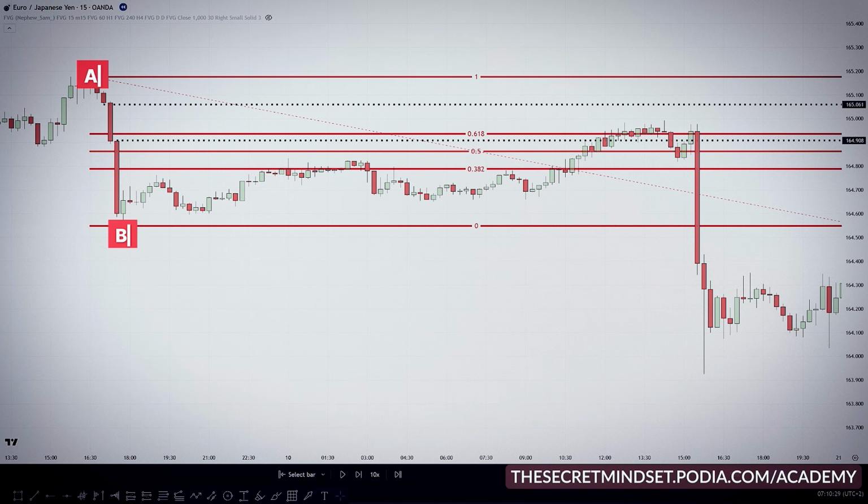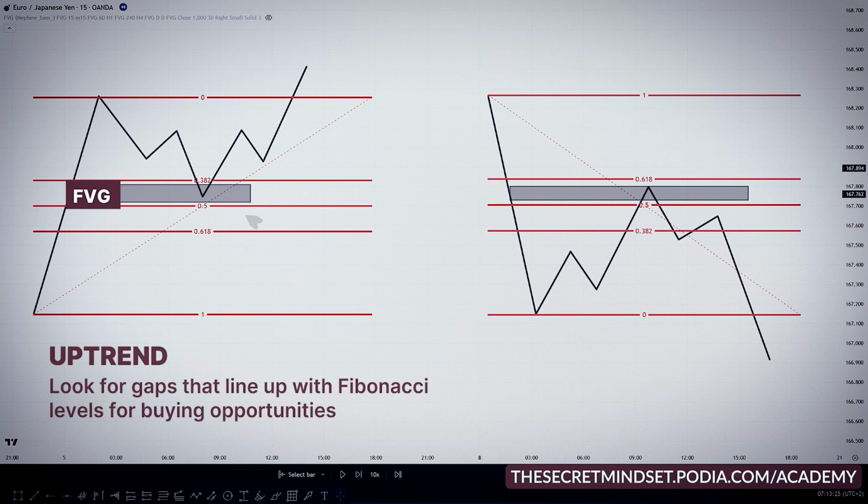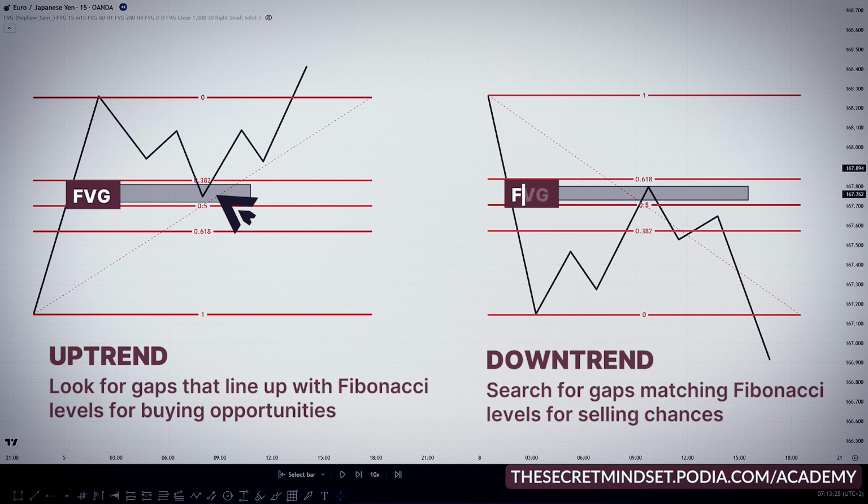The golden zone between the 50% and 61% Fibonacci levels attracts smart money attention. When a gap sits in this area, you've found a place where 2 powerful forces meet. This double confirmation makes your trades stronger. In an uptrend, look for gaps that line up with Fibonacci levels for buying opportunities. In a downtrend, search for gaps matching Fibonacci levels for selling chances.